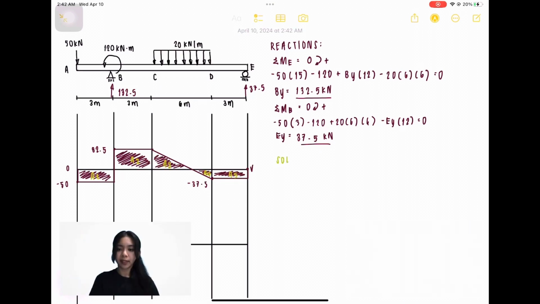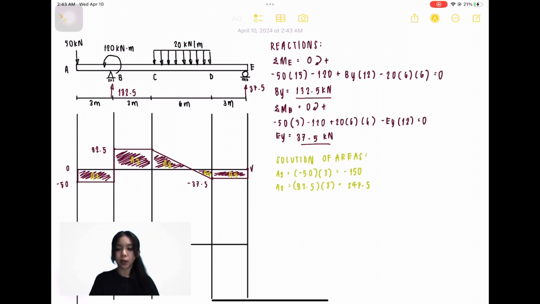Before plotting the moment diagram, let's first solve the areas. To solve the first area, multiply the length and width as it is a rectangle, so negative 50 times 3 equals to negative 150. Since rectangle din yung shape ng next, length times width ulit ang gagamiting formula. So 82.5 times 3 is equal to 247.5.